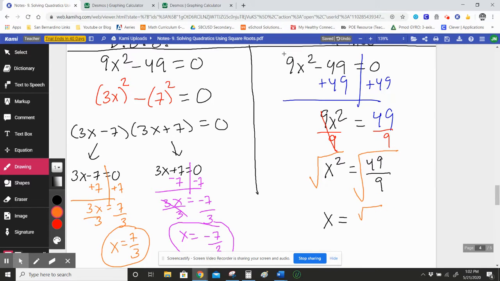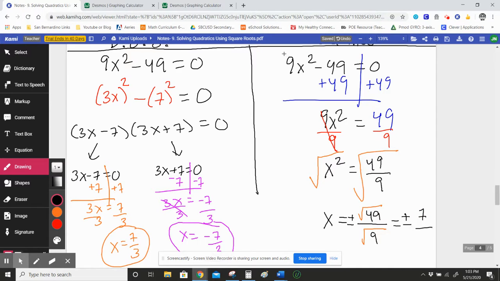So I can say, okay, this is going to be plus or minus. On top is the square root of 49. On the bottom is the square root of 9. So all I need to know is what is the square root of 49 and what is the square root of 9, and I got my answer. So the square root of 49 is 7.